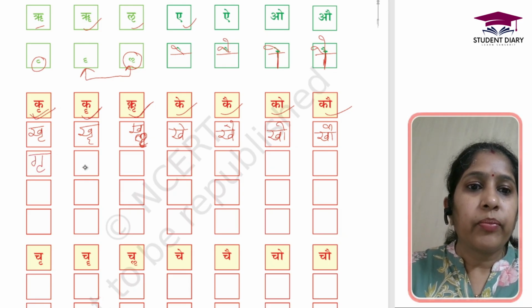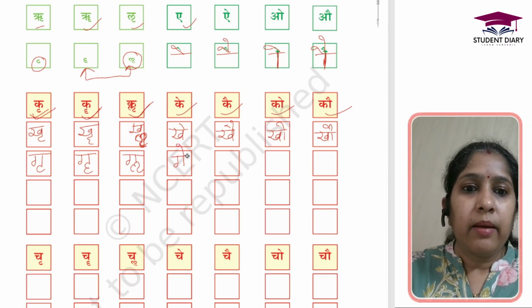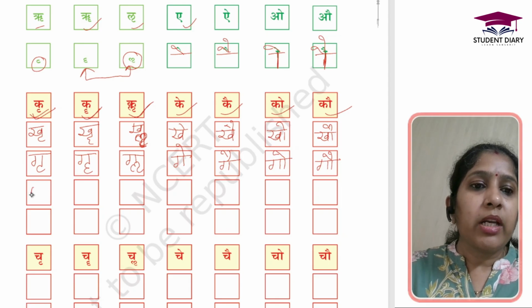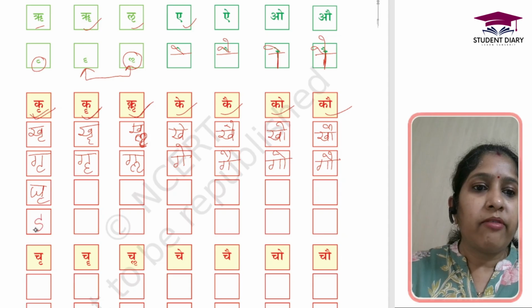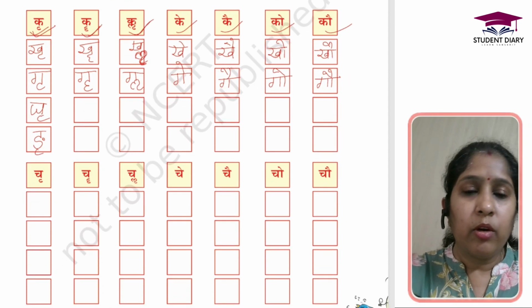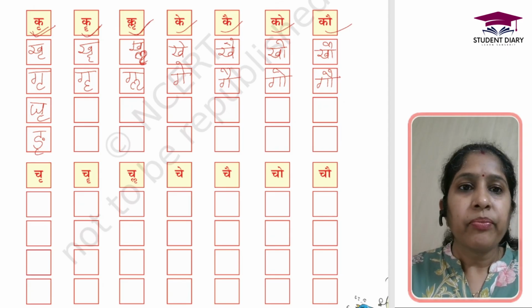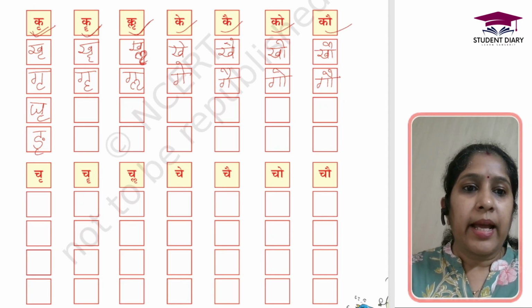So it'll be gru, then it is going to be like this, gru, and then it is going to be ge, and then gai, and then go, and then gau. Correct? Right? I hope everyone can make it for gha also. It will become gru, and everyone can make it for nga also. Right? Correct? So I hope everyone can write the rest of them. Okay, so now let's go for the next one.